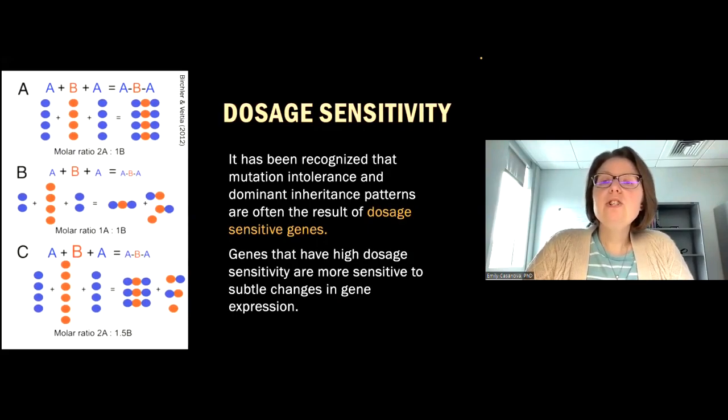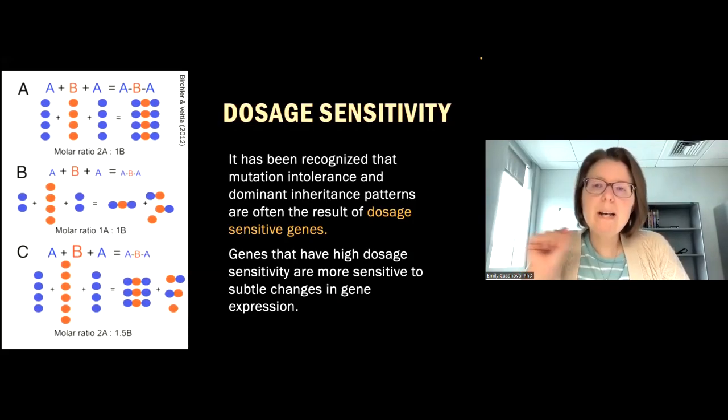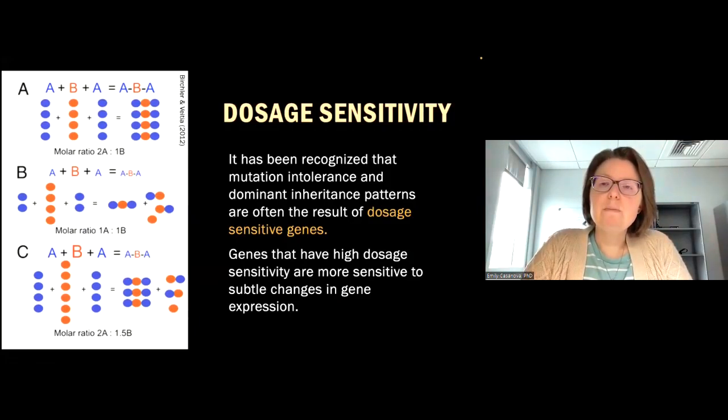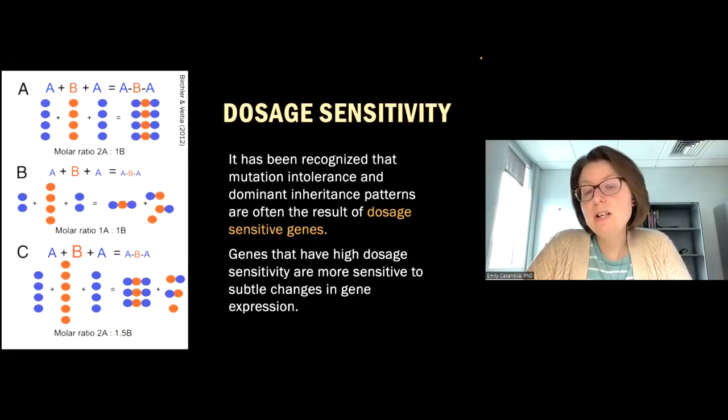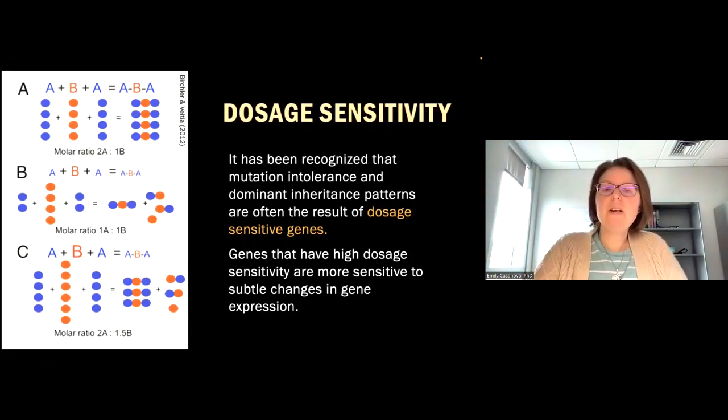Okay, so genes that are highly dosage sensitive are more sensitive to just minor changes in the expression of that gene. And you're probably more likely to see some kind of clinical phenotype with mutations to those genes. Genes that are less dosage sensitive, you may end up needing multiple mutations, or mutations across multiple copies of that gene, in order to actually see anything clinical. So it really does vary.